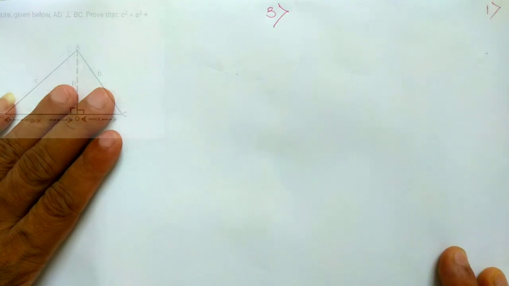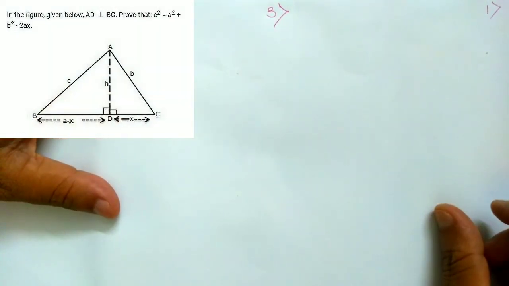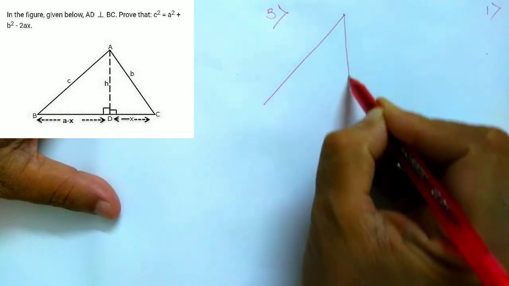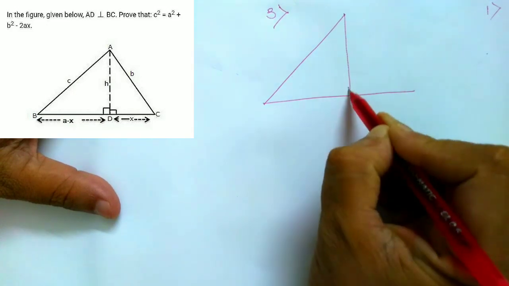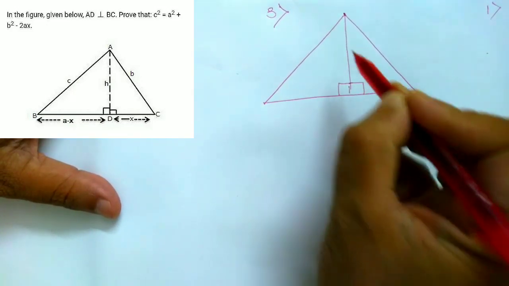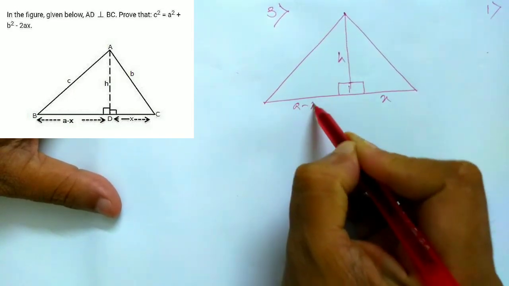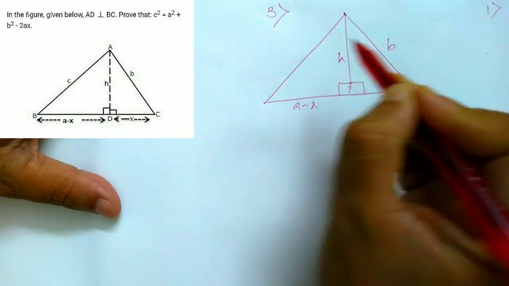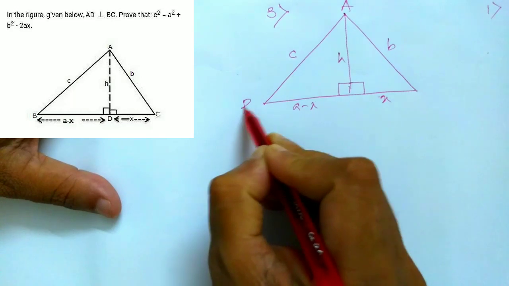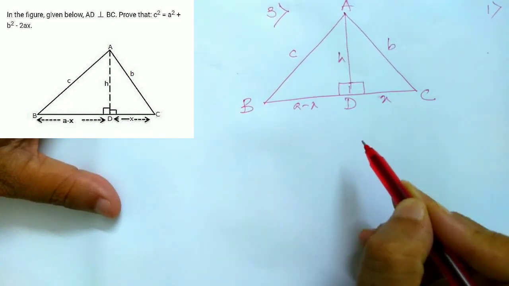So let's move to our third question. Question number 3. You can see on your screen a figure is given. Let us draw the figure first. There are two right triangles. This is 90 degrees, given. This is H, this is X, this is A minus X. B and C. So ABC is the triangle and D is the altitude.